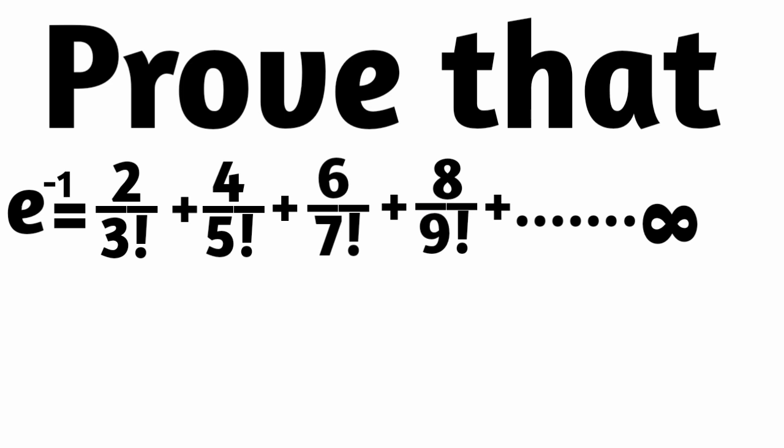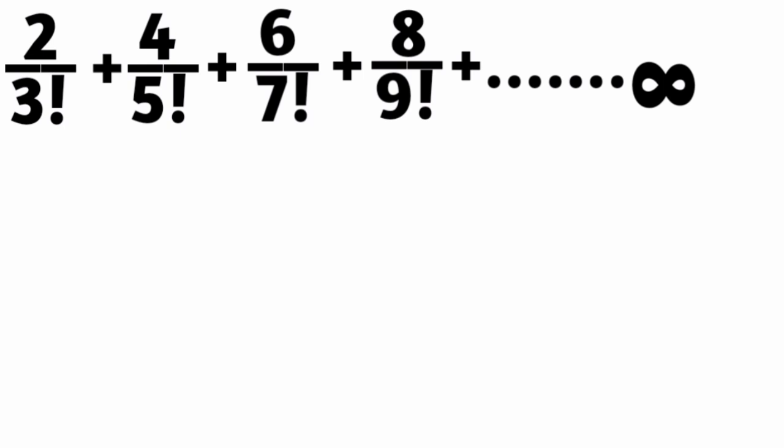Now this video is also related to the exponential series in which we have to prove that 2 by factorial 3 plus 4 by factorial 5 plus 6 by factorial 7 plus 8 by factorial 9 plus dot dot dot up to the infinity term is equal to the inverse of exponential e. That means 1 upon e or e power minus 1.